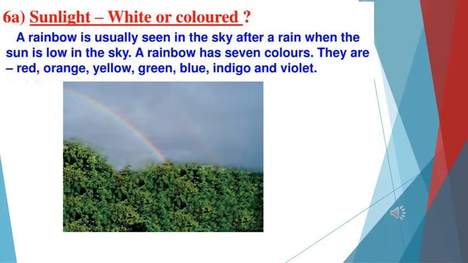Sunlight is actually a mixture of different colors. In order to prove it, we need to observe the rainbow. A rainbow is seen in the sky after rain when sun is usually low. So a rainbow usually has 7 colors, and you can remember by the acronym VIBGYOR. V is violet, I is indigo, B is blue, G is green, Y is yellow, O is orange, and R is red. So by remembering all this, we can understand that a rainbow is formed due to dispersion of light. Dispersion is when the light splits into 7 colors.